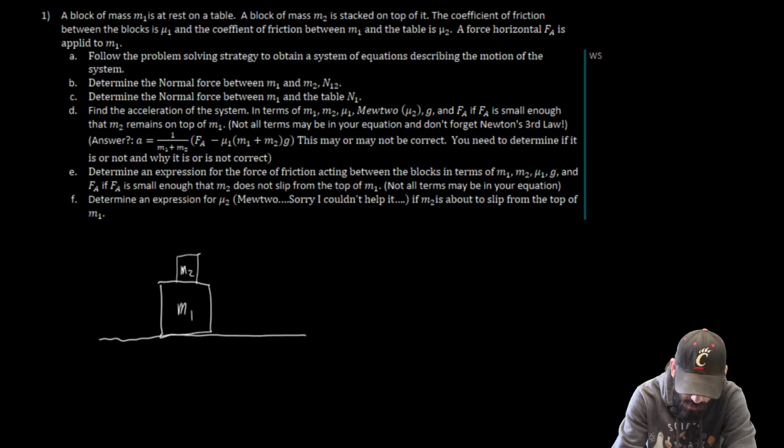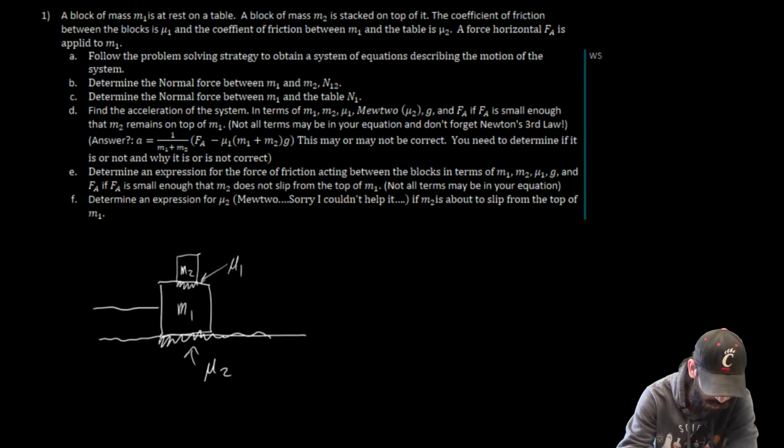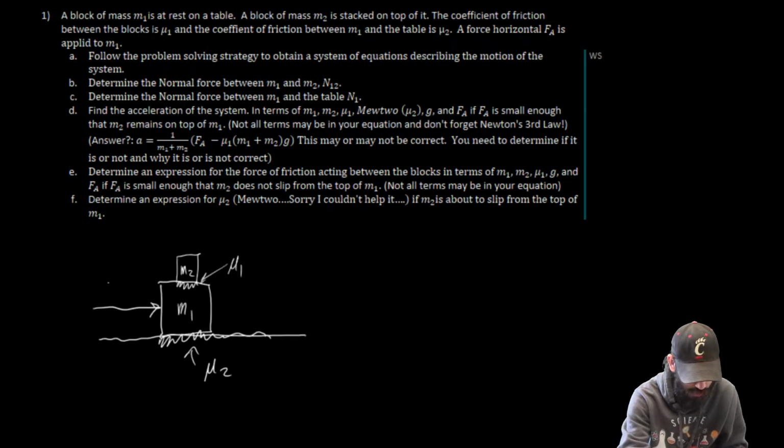And there is a coefficient of friction between these. This is going to be some mu1. And then there is this coefficient of friction between the block M1 and the table. This is going to be mu2. We're applying a horizontal force to M1 like this. Okay, so this is going to be our applied force.